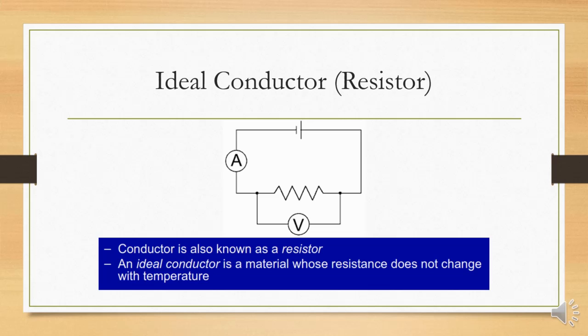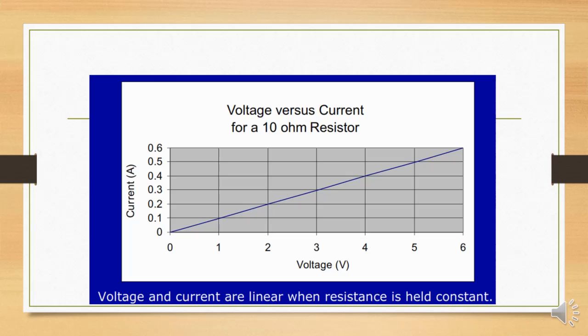So what will the heat do? Its temperature rises. If the conductor is ohmic or ideal, then its resistance will remain the same. But if, with the increase of the temperature of the bulb, its resistance also increases, then it will become a non-ohmic or non-ideal conductor. In the case of an ideal conductor, the graph between voltage and current is always a straight line. So voltage and current are linear when resistance is held constant. All right. So this is called the graph of Ohm's law.